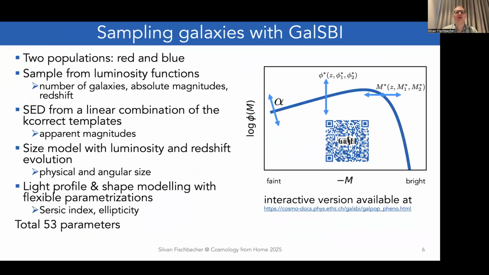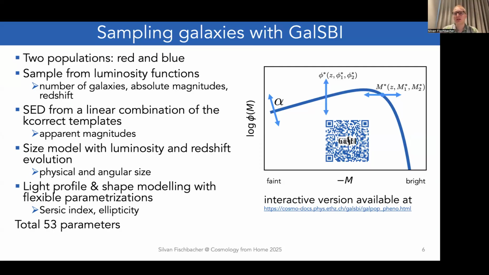In GalSBI, we define the population by basically a split in two populations, one red, more passive galaxies, and the other one consisting of blue, more star-forming galaxies. The backbone of the model are then luminosity functions. So this is illustrated here on the right. So the luminosity function tells you how many galaxies at what brightness exist. You also see illustrated here the different parameters that we use to parameterize the luminosity function.